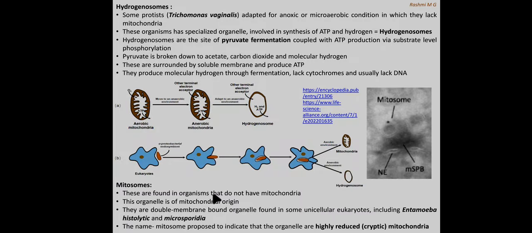Another one is mitosomes. So what are these mitosomes? These are found in organisms that do not have mitochondria. This organelle is of mitochondrial origin. They are double membrane bound organelles found in some unicellular eukaryotes including Entamoeba histolytica, that is amoeba, and microsporidia. The name mitosome was proposed to indicate that the organelles are highly reduced, cryptic, small mitochondria, we can say. So mitosomes are the tiny units of mitochondria.